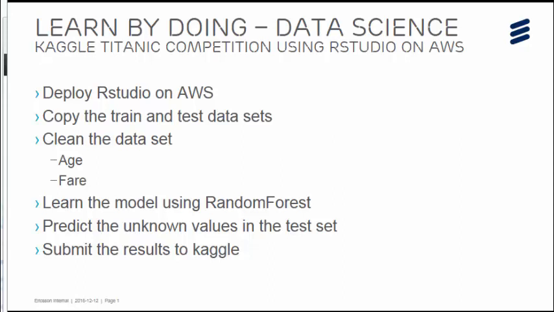In this lesson, you will learn data science by doing a lab session. In the lab session, you will submit the Titanic competition on Kaggle. The exercise will be executed using RStudio on AWS. During this lab session, you will deploy RStudio on AWS, copy the train and test datasets from AWS S3 buckets to RStudio, clean the dataset for missing values of age and fare, learn the model using random forest, predict the unknown values in the test set, and then submit the results to Kaggle.